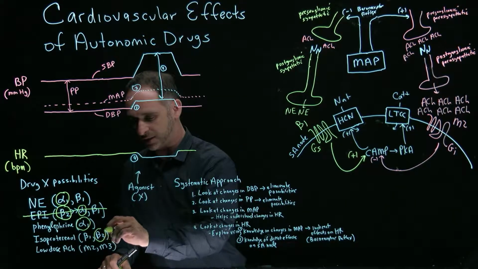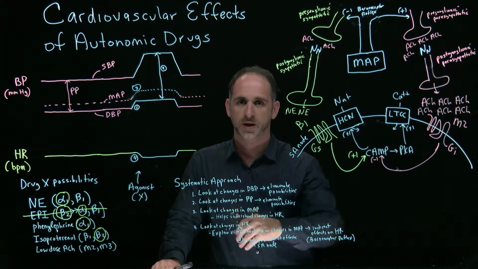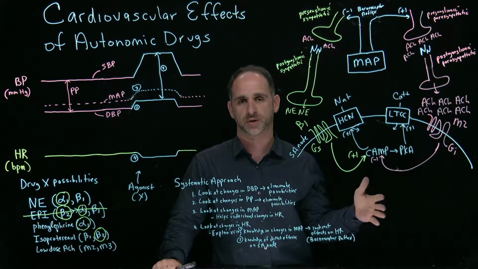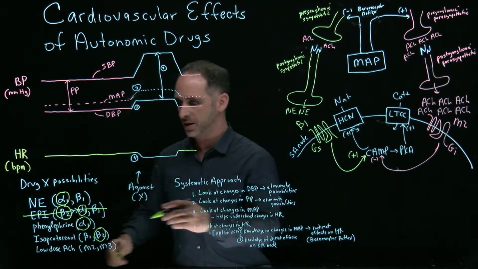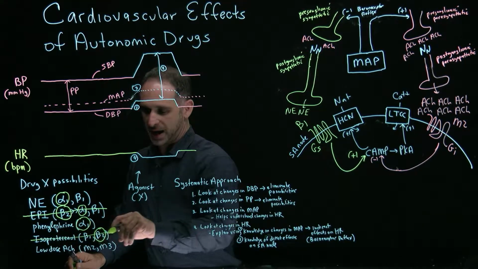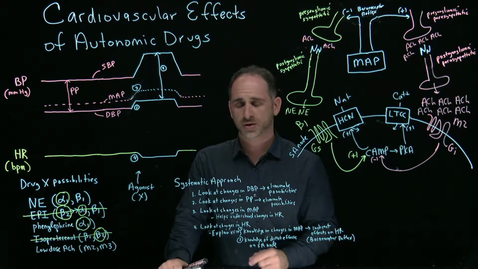Well, a beta-2 receptor, like for epinephrine, is going to vasodilate, so that would drop the diastolic blood pressure. So like epinephrine, why we eliminated epinephrine, this is going to be out as well, okay? Low-dose acetylcholine.